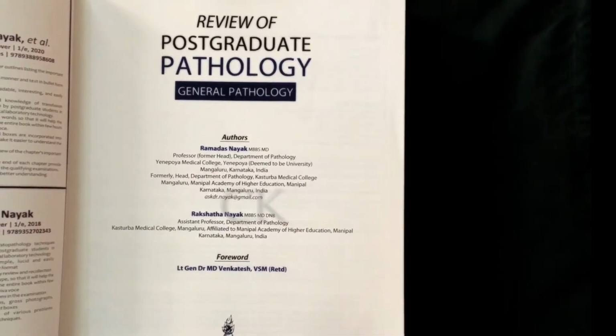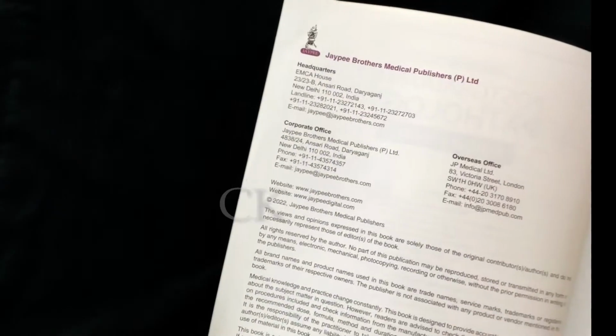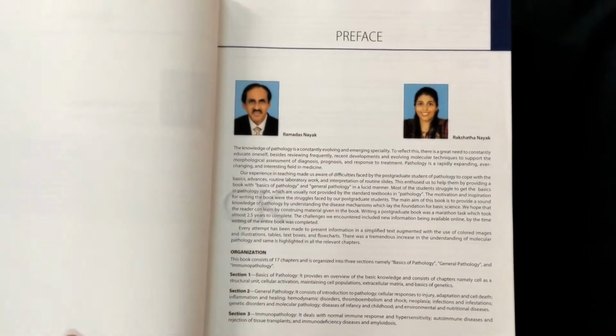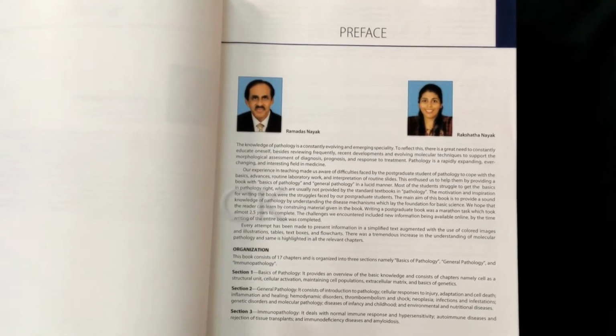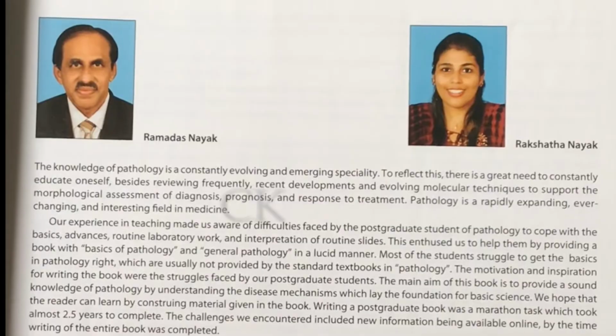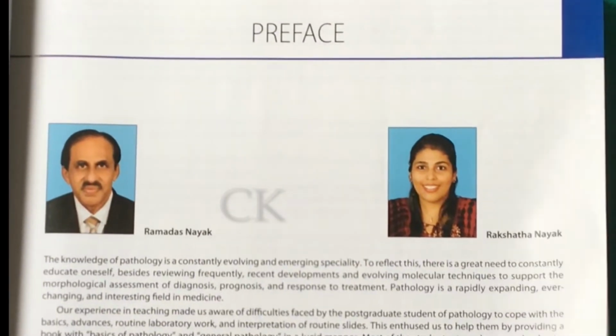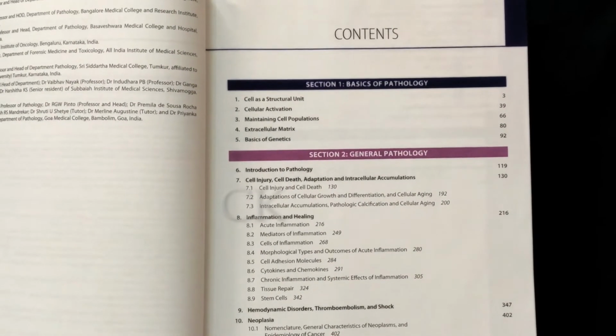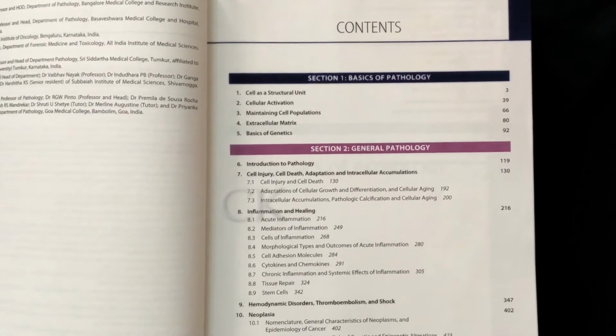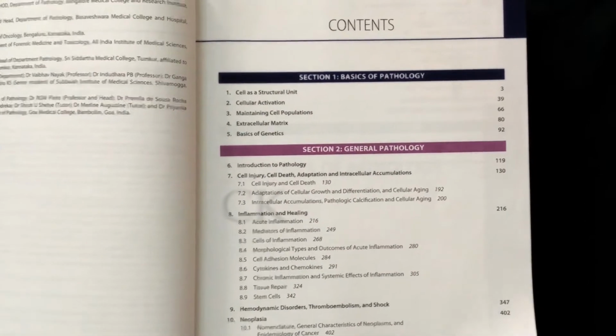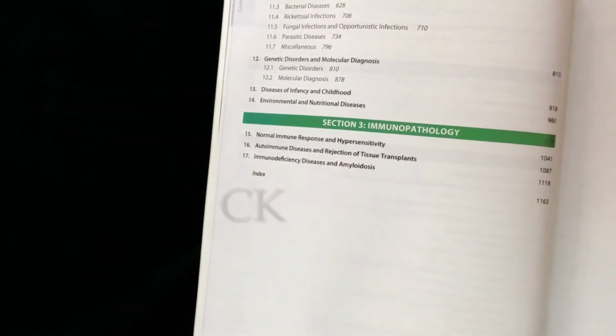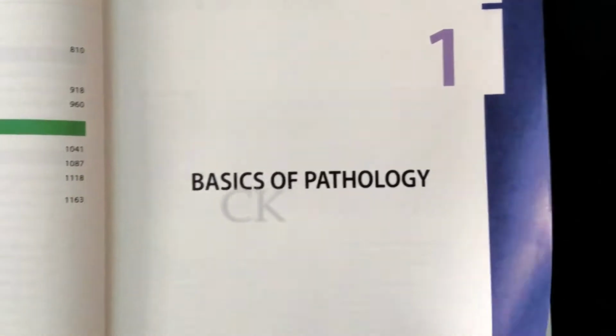After opening the book, this book was published recently in 2021 by JP Publication and written by two authors, Rakshata Naik and Ramdas Naik sir. The book is divided into three parts: basic pathology, general pathology, and the third part is immunopathology. Totally 17 chapters have been covered in the first part of this book.